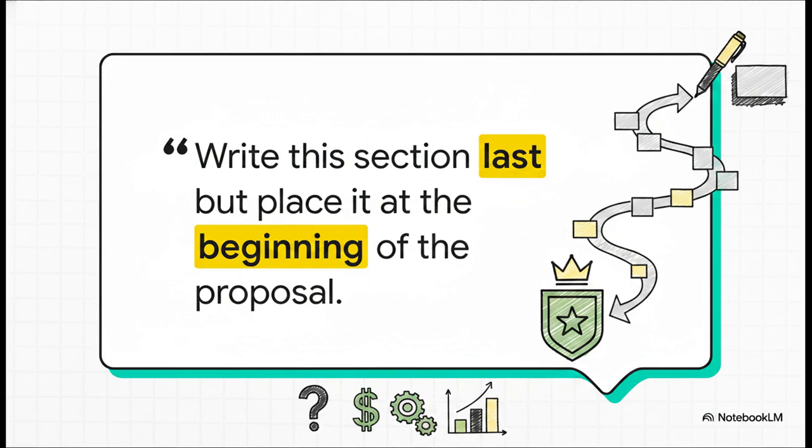Now, here is a massive secret weapon when it comes to the executive summary. Write this section last, but place it at the beginning of the proposal. I know, it sounds a bit counterintuitive, right? But because it summarizes your entire problem, solution, and funding request, you literally cannot write it effectively until all the other details are totally finalized. So it sits at the front to hook the reader, but you craft it at the very end when your vision is at its absolute sharpest.